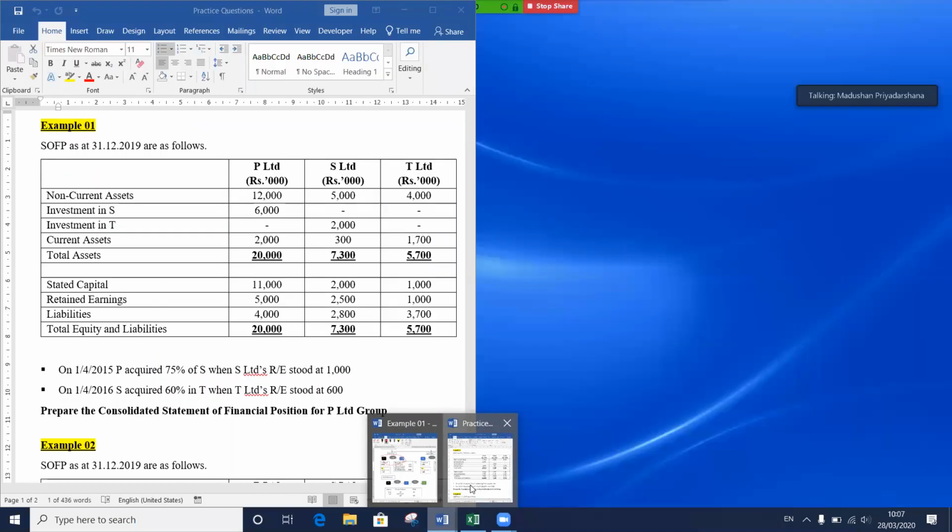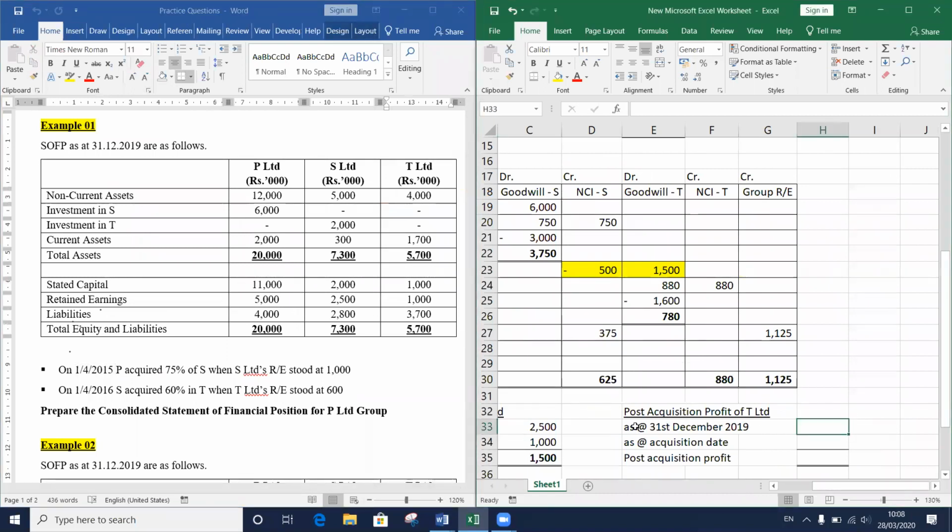T Limited, as at 31st December 2019, the retained earnings amount is 1000. This is the retained earnings of T Limited, our second subsidiary. What was the retained earnings at the acquisition date? On 1st of April 2016, S acquired 60% in T, when T Limited's retained earnings stood at 600. Now it shows 1000, so how much profit has it earned?